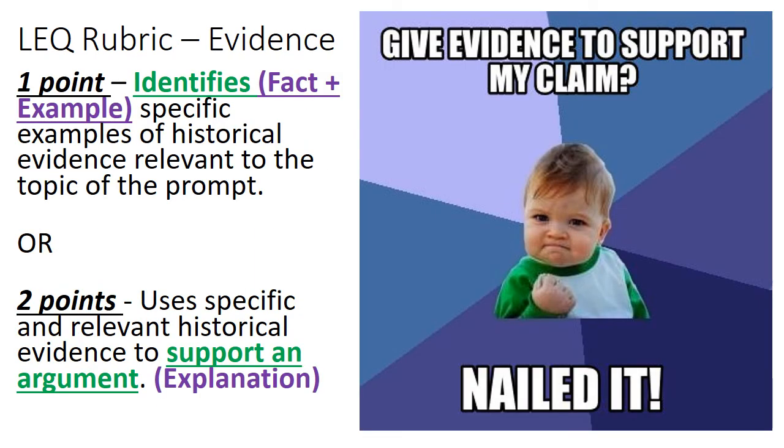In an LEQ, you have the possibility of getting 2 points for evidence. Remember, you get 1 point for giving specific examples of historical evidence. These are your vocab terms that you use. You get 1 point for that. That's the F, or the fact in the example, the A and the C. You get a 2nd point for an explanation, supporting your argument by tying it back to the thesis, tying it back to the argument. You must have a fully developed ACE to get both evidence points for your essay.